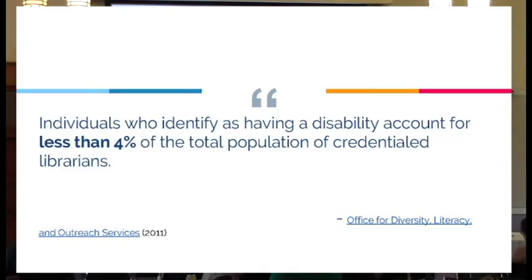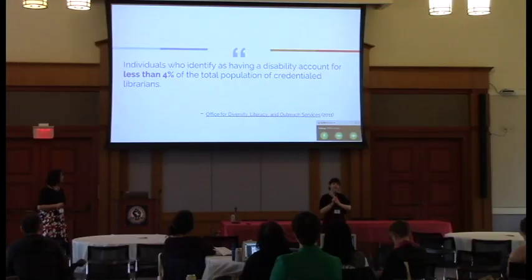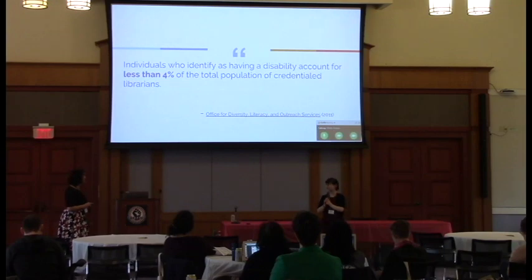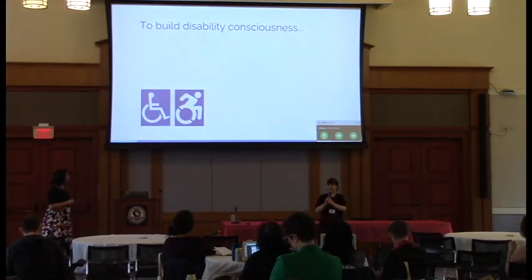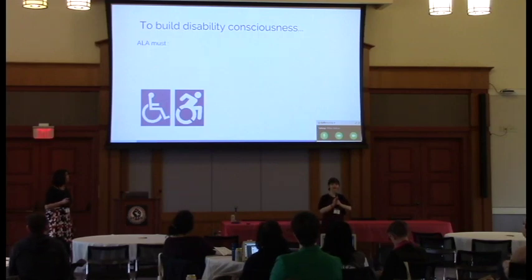Individuals who identify as having a disability only account for 4% of potential librarians, and this is from the Office for Diversity, Literacy, and Outreach Services. 4%. That's pretty low. A lot of work to do. So I wanted to focus on what the ALA can do and what they already have in place, and then what LIS programs can do and what they think they have in place.